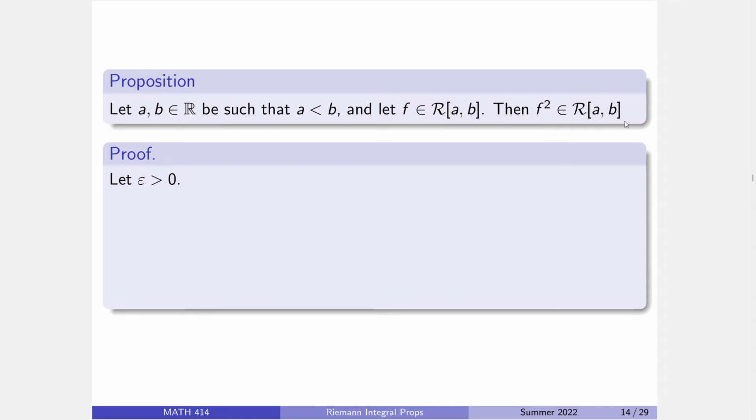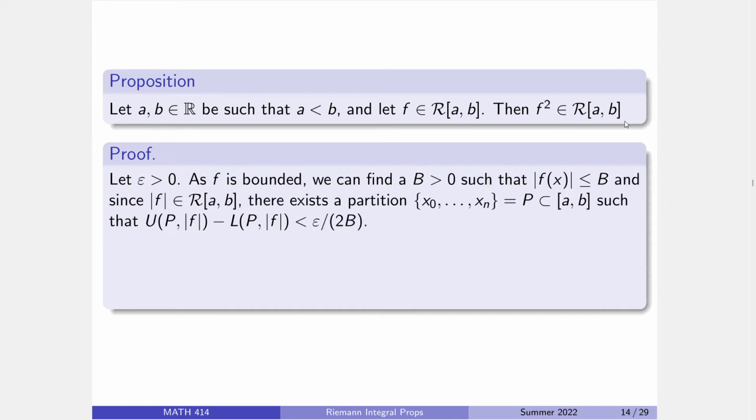So we're going to prove that if you square a function, the Riemann integral, you do not lose Riemann integrability. However, we don't have any sort of formula for what the integral of a function squared is going to be. It's unfortunately not the square of the Riemann integral. All right, so let's get going.